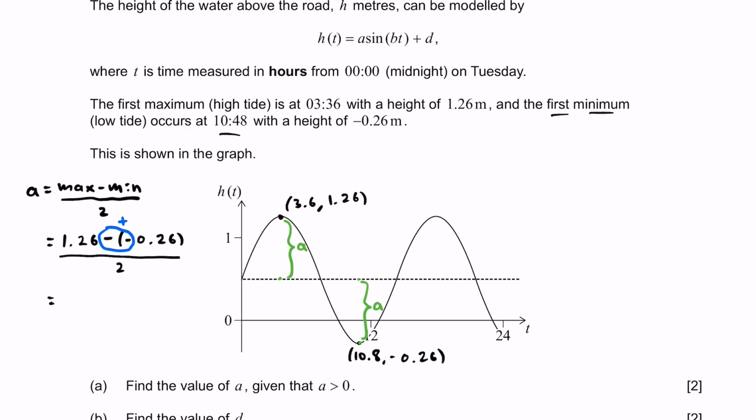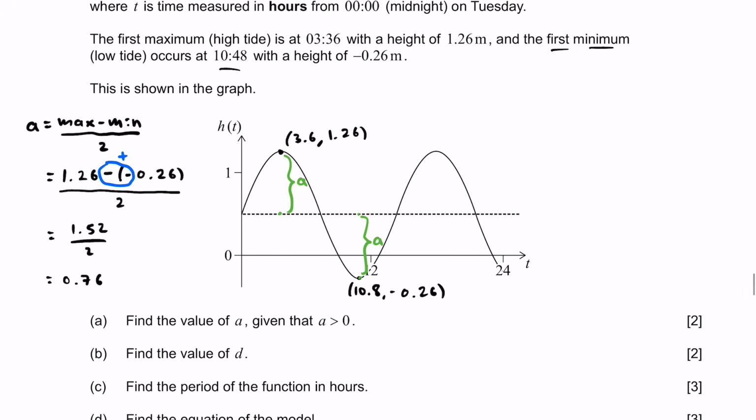So we can put this into the calculator. I'm going to work this out. 1.26 plus 2.6 would give us 1.52 over 2, which we can write as 0.76. Okay, there it is. So A is equal to 0.76. So if I can write that out, A is equal to 0.76.